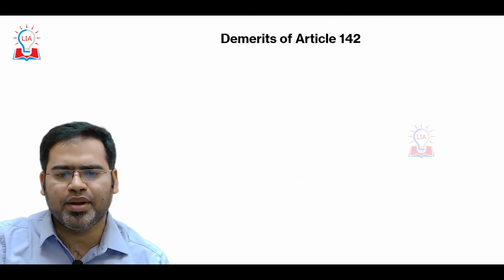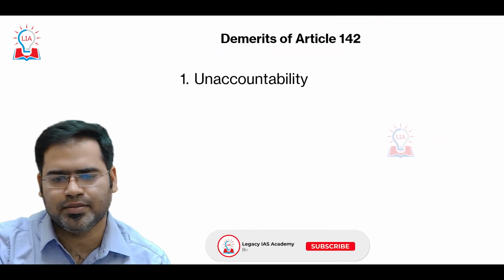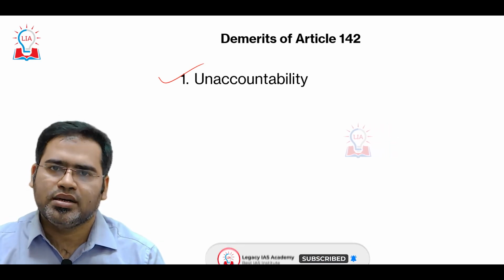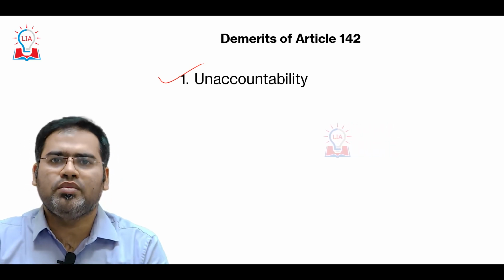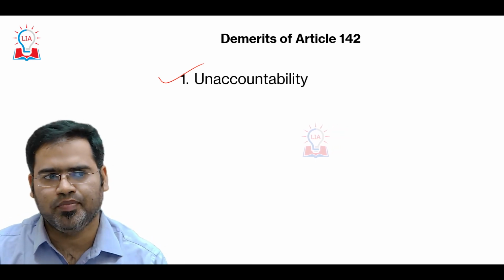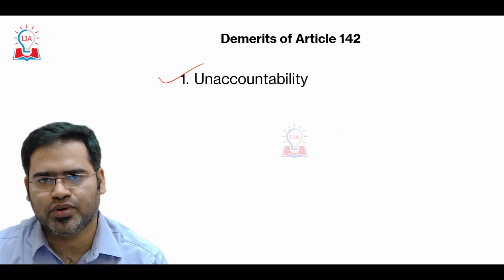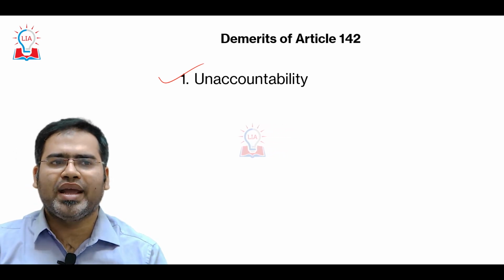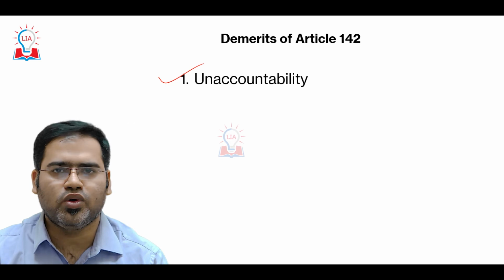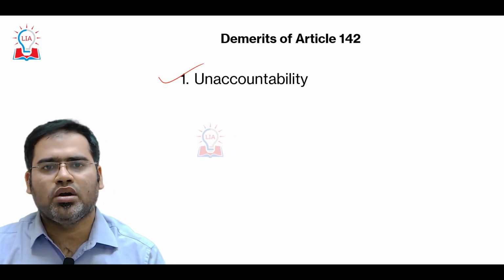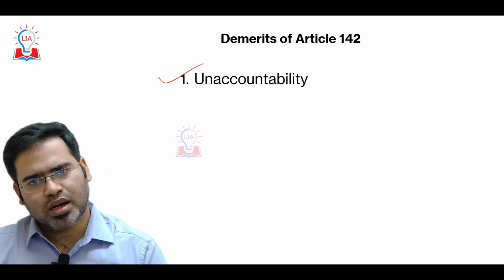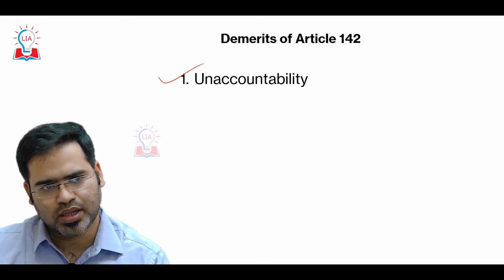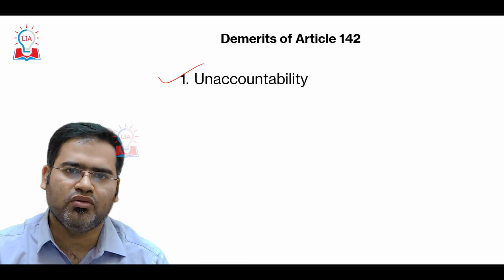For example, what are the demerits? First is unaccountability. For example, in environmental cases, protection of environment, the Supreme Court, or the Delhi High Court also, issued a judgment. The Supreme Court says that diesel vehicles more than 10 years old cannot enter the Delhi NCR region. There were a lot of trucks carrying essential goods and services to the Delhi NCR region, like milk, vegetables and so on.